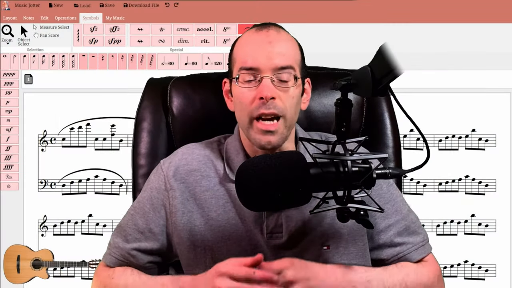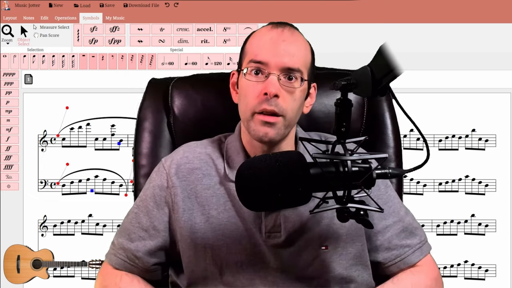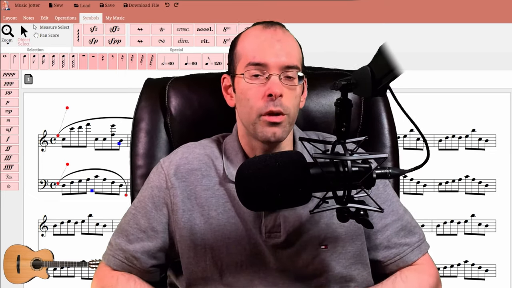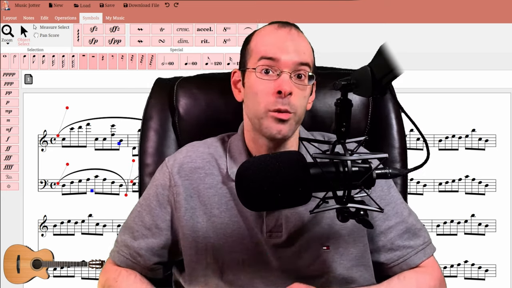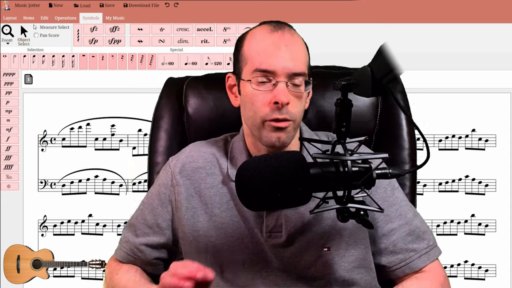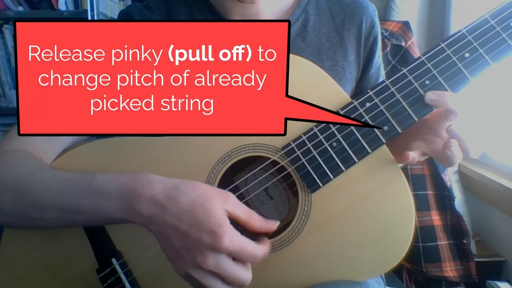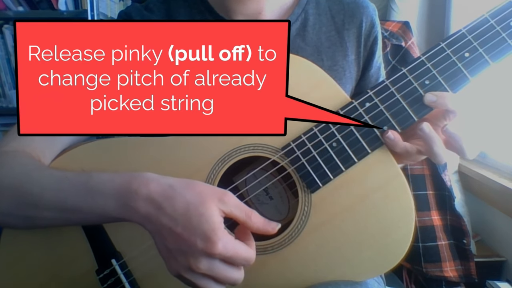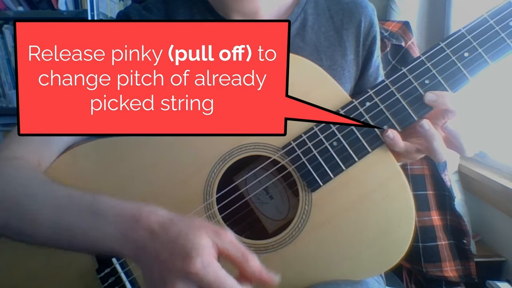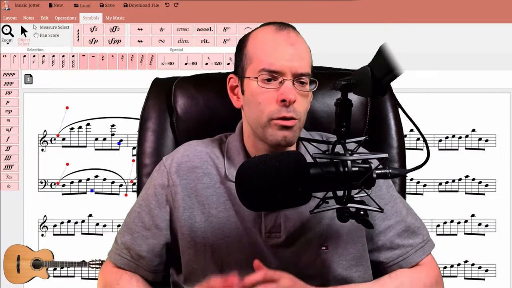And the pull-off is the opposite of a hammer-on. So when the player takes a finger off of the fret of an already picked string, the pitch will also be changed. So you can now watch Expert 21's pinky finger pull off from the fret to change the pitch. So we are essentially using one picked note to create two notes.